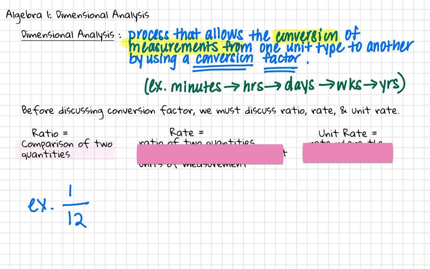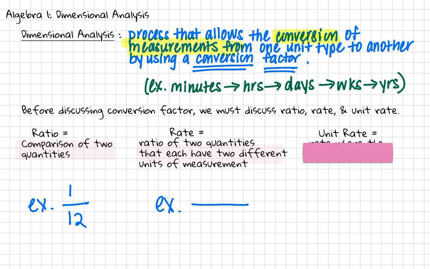A rate is a ratio of two quantities that each have different units of measurement. So in this one, we're just going to up the ante and add measurements. I'm going to put 15 miles compared to 5 gallons. The two measurements are miles and gallons. And then we also have something called a unit rate, where the rate has the denominator as 1.